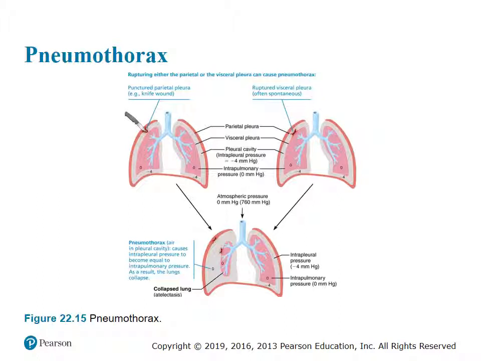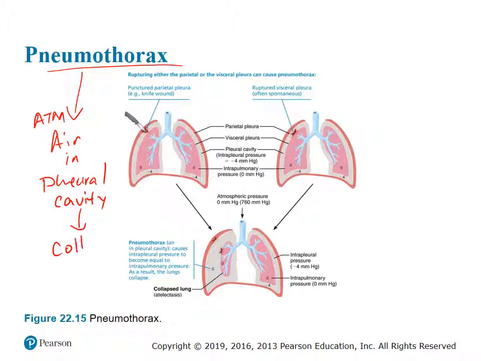So what happens in a pneumothorax? A pneumothorax can actually cause a collapse. A pneumothorax is actually atmospheric air in the pleural cavity, and then we see lung collapse from that. Okay, so they give you an example here.